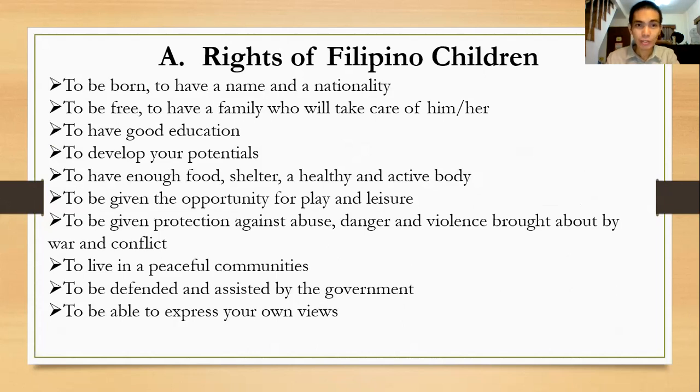To be free, to have a family who will take care of him or her, to have a good education, to develop your potential, to have enough food, shelter, healthy and active body, to have the opportunity for play and leisure, to be given protection against abuse, danger, and violence brought about by war and conflict, to live in a peaceful community, to be defended and assisted by the government, to be able to express your own views.